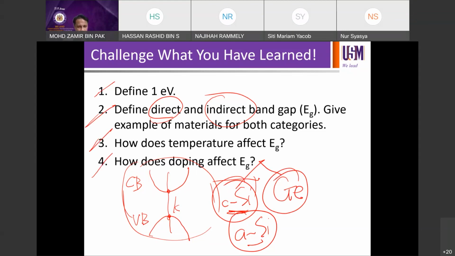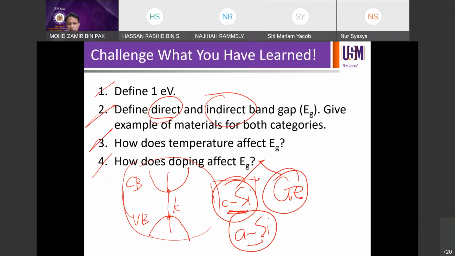We just discussed 3 and 4. What sort of relationship are you expecting for EG against temperature? What sort of general relationship, right? Reciprocal relationship or inverse, or increasing temperature decreases the EG, right? Inverse relationship. How about the doping? How does doping affect EG? Okay, yes, EG will decrease when temperature increases. Good. How about doping now?